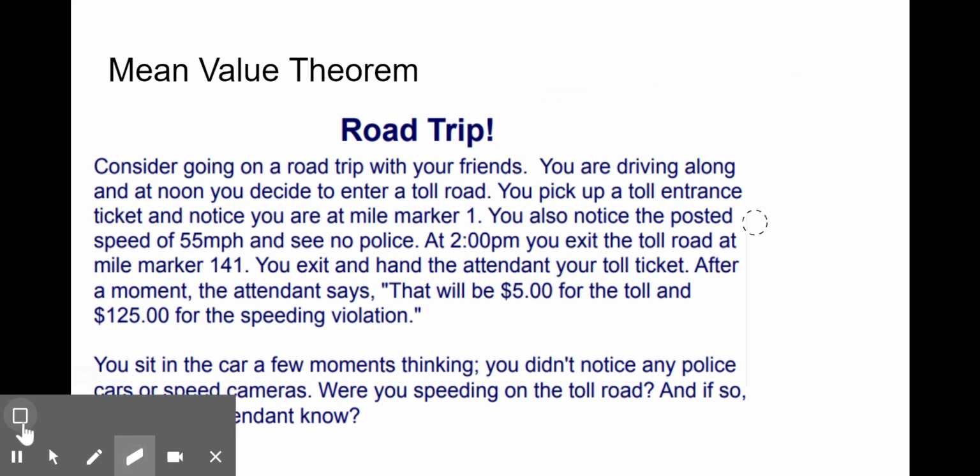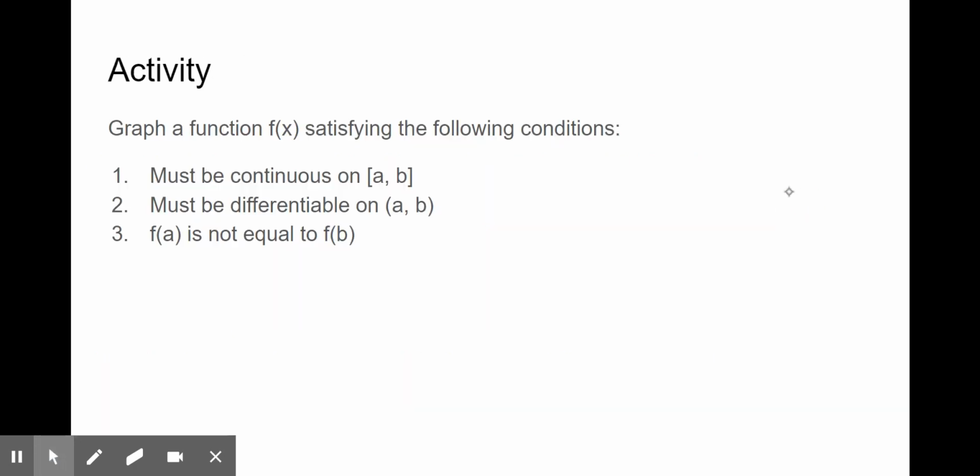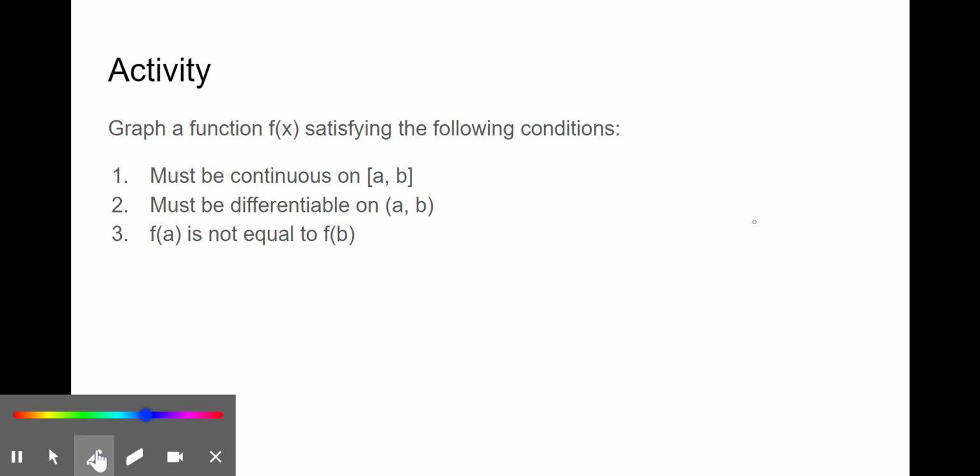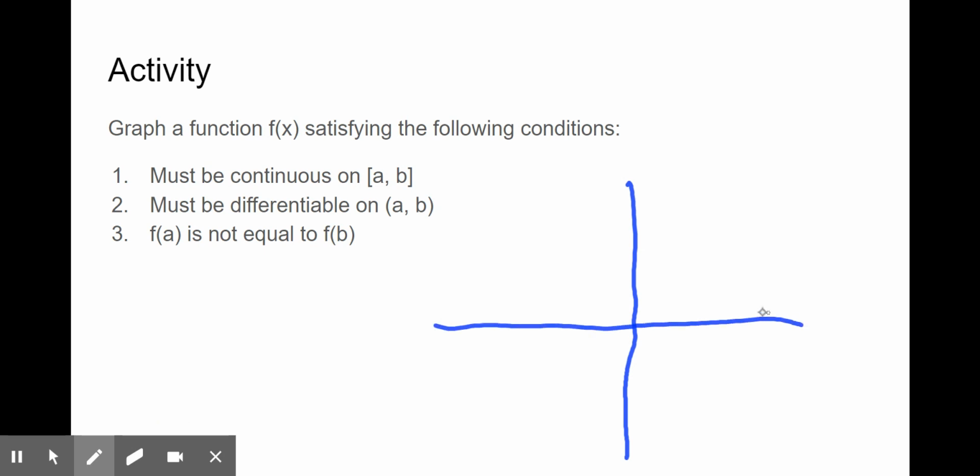Okay, so now we're talking about, again, average velocity and instantaneous velocity. We did this in the last chapter. All right, so now let's do this real quick. Let's graph a function that satisfies the following conditions. It has to be continuous on [a, b] closed. It has to be differentiable on (a, b) open. And f(a) can't equal f(b).